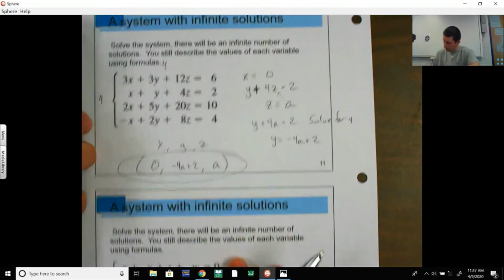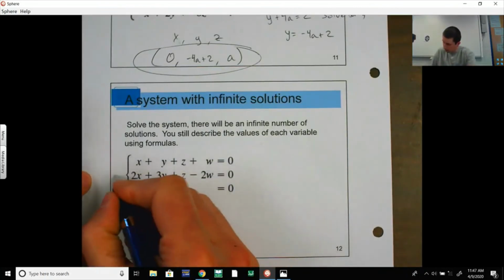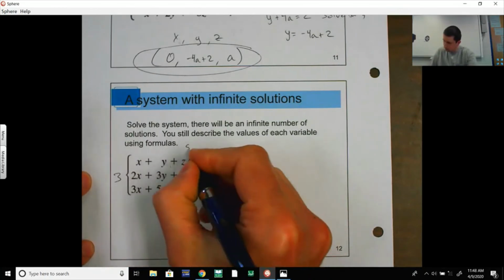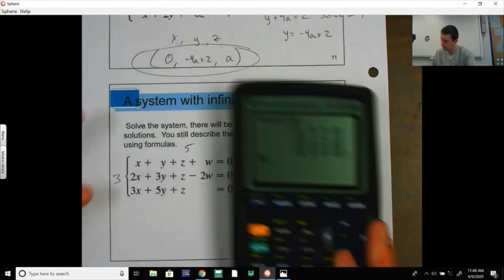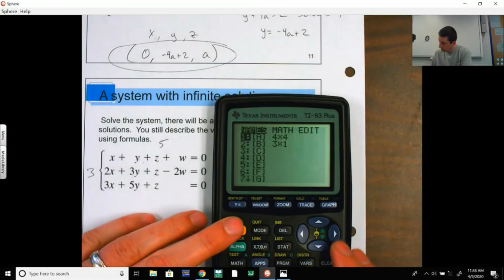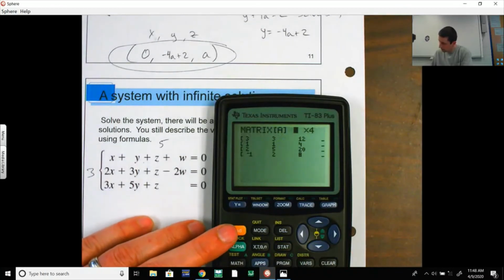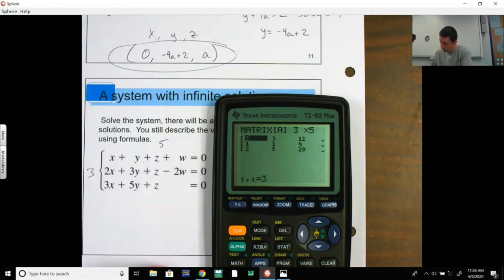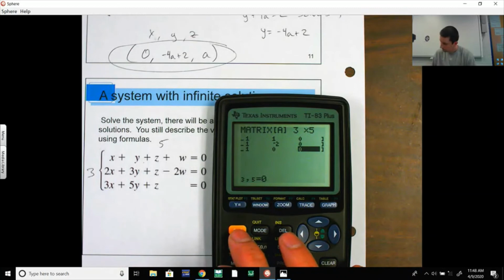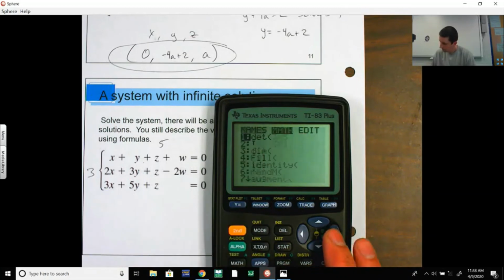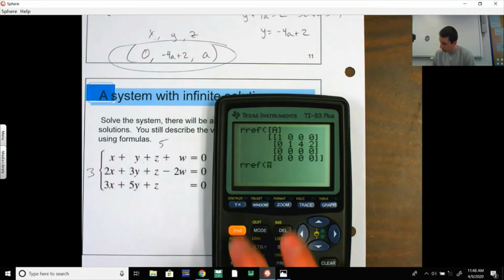So let's try another one with that here. This is going to be a 3 by 1, 2, 3, 4, 5. A 3 by 5 matrix. Let's edit that. 3, 5. So 1, 1, 1, 1, 0. 2, 3, 1, negative 2, 0. 3, 5, 1, 0, 0. Reduced row echelon form, matrix A.